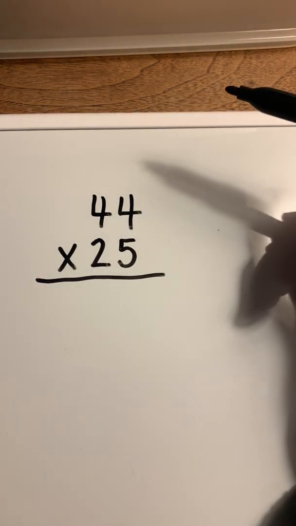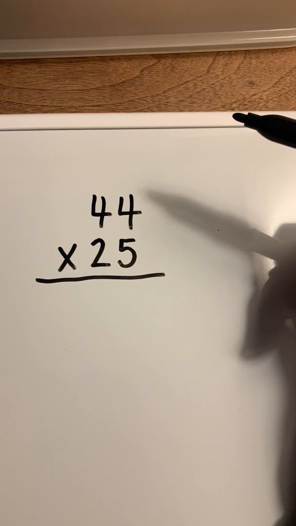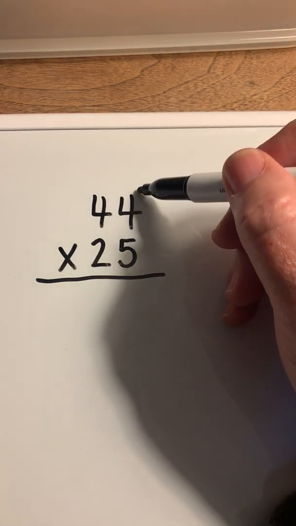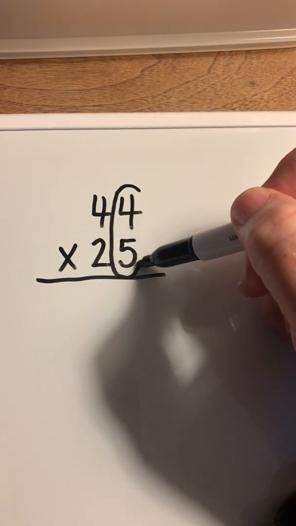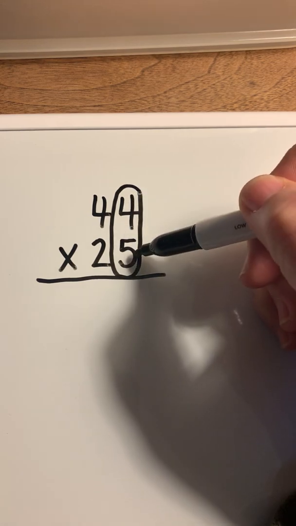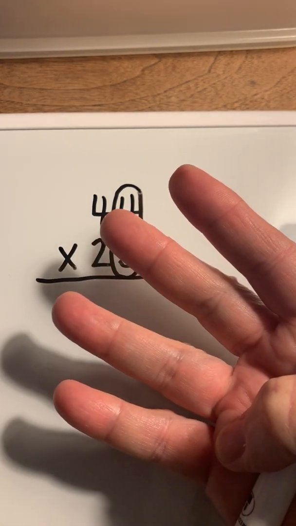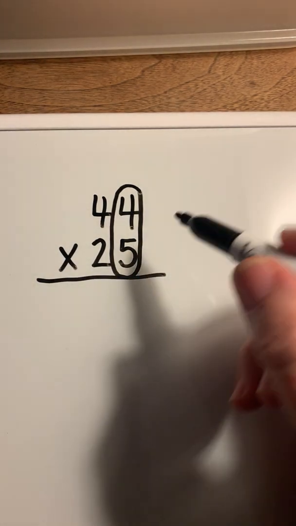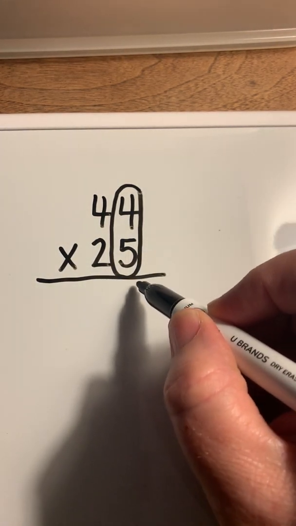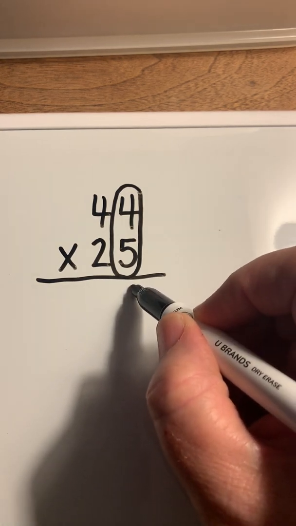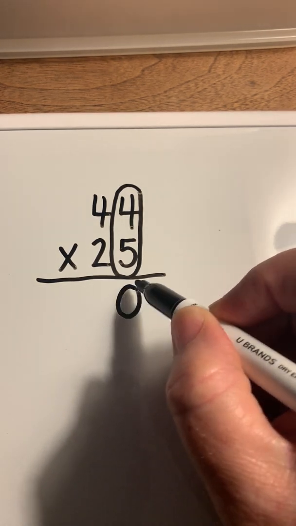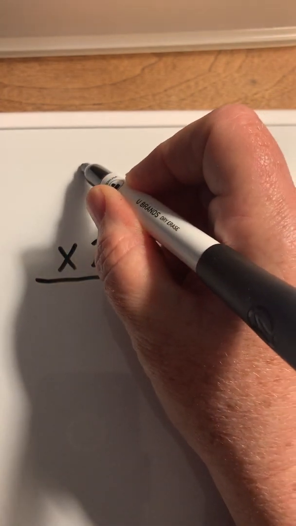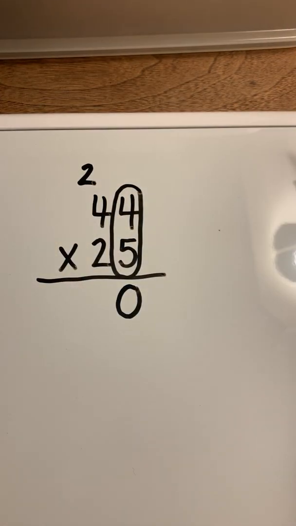So where do I go first? You say it before I do it. I start in the ones. I can almost hear you say it. So I start in the ones. What's 4 times 5? 4 fingers, count by 5. 5, 10, 15, 20. Did you say 20? So I can't put 20 here, right? I put my 1's digit there and put my 2 up here.